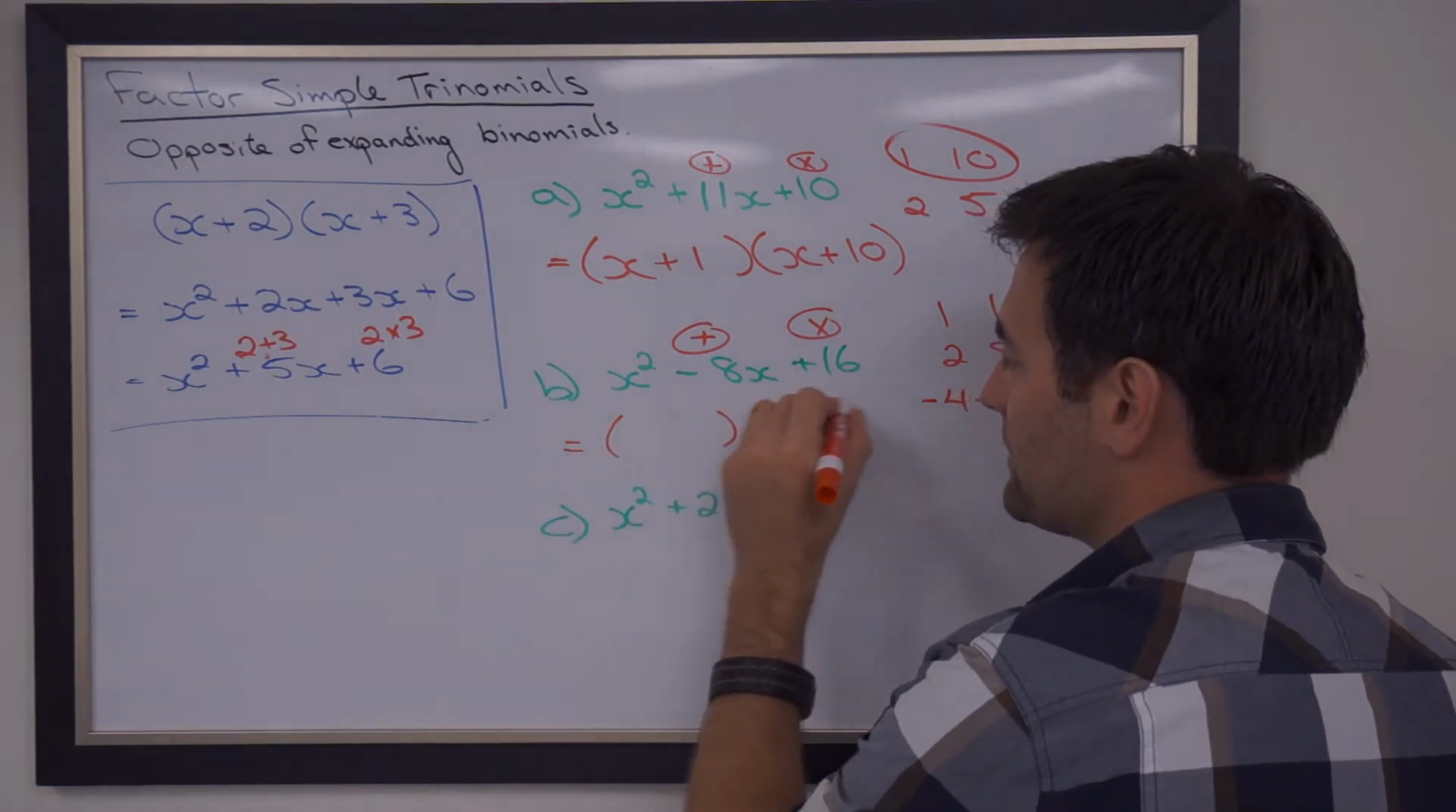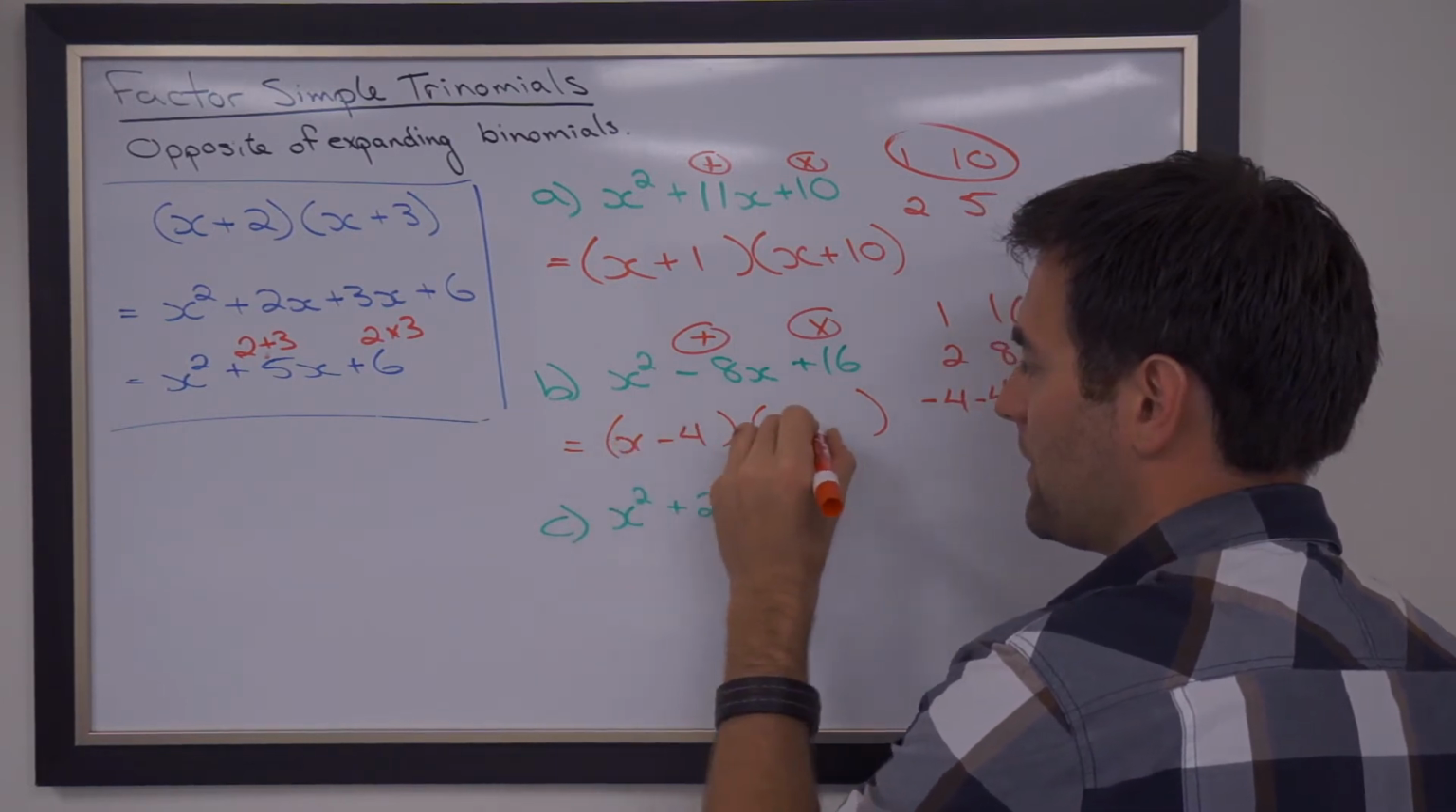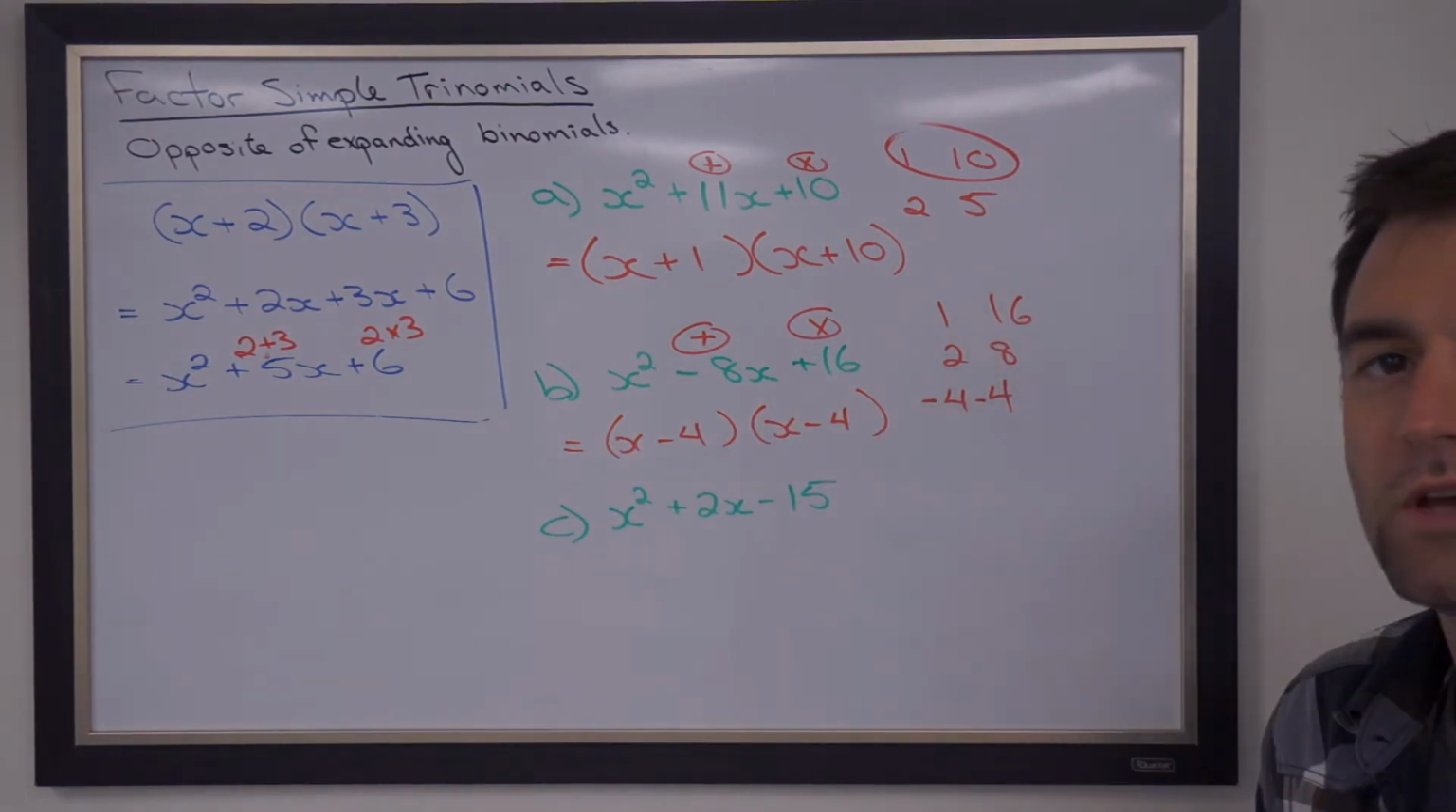So I set up my brackets, put an x at the start of each one, and then I write my minus 4s inside the two.